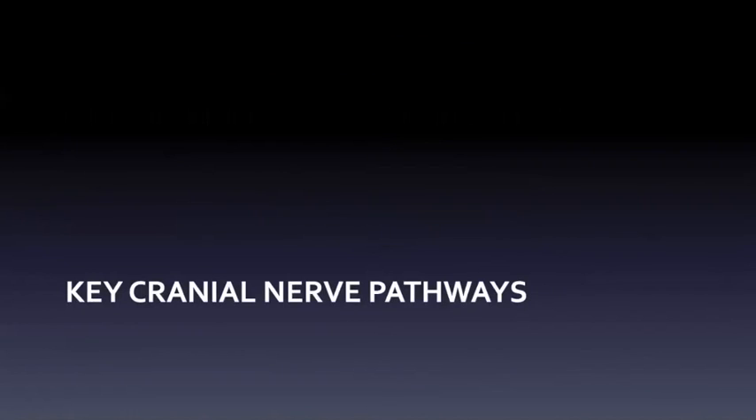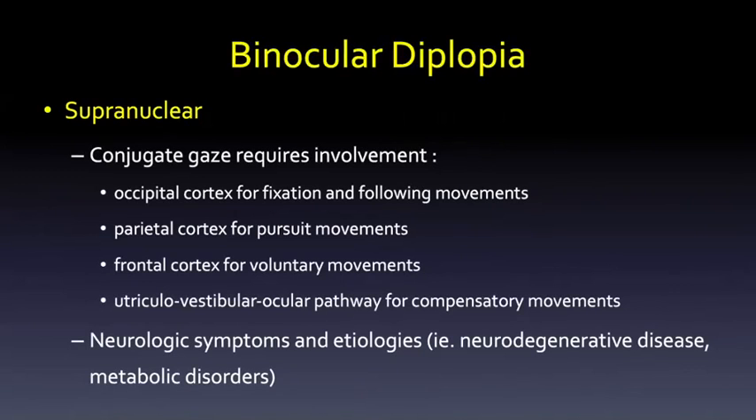So let's review the cranial nerve pathways affecting extraocular motility and see where things can go wrong. Now, I won't go into too much detail regarding the supranuclear pathway, but suffice it to say that conjugate gaze interestingly requires involvement of multiple areas of the brain. It requires the occipital cortex for fixation and following movements, the parietal cortex for pursuit movements, which are those smooth tracking movements by the eye to keep an object of interest centered on the retina, the frontal cortex for voluntary movements, and the utriculovestibular ocular pathway for compensatory movements.